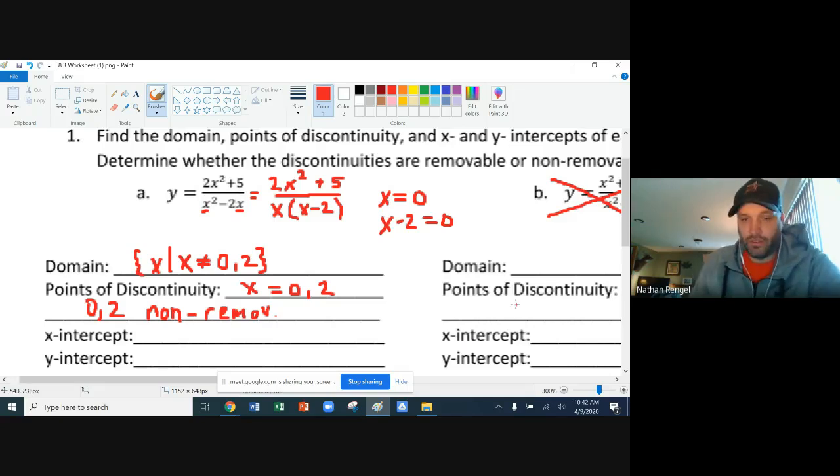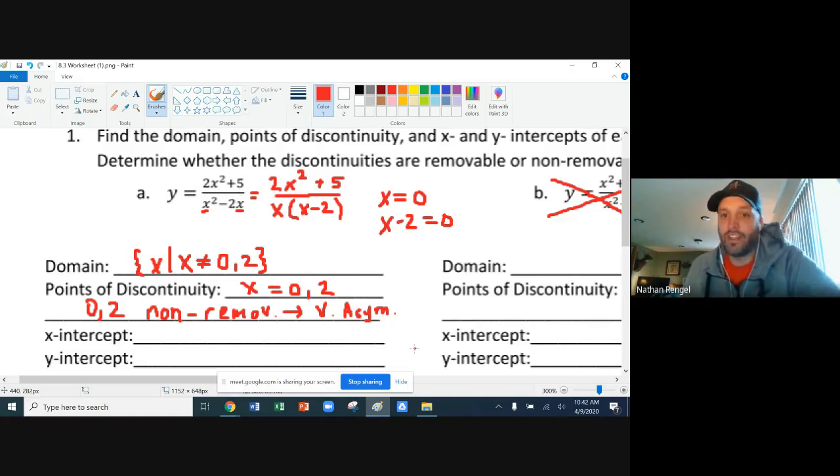Both of those factors do not simplify with anything in the numerator, so those would be considered non-removable. And here I'm going to jump ahead to what we're going to be talking about in the next problem. That means those are both going to be vertical asymptotes. Anytime we have non-removable factors, they're going to form vertical asymptotes on your graph. We'll see that here in just a second when I go to graph this.